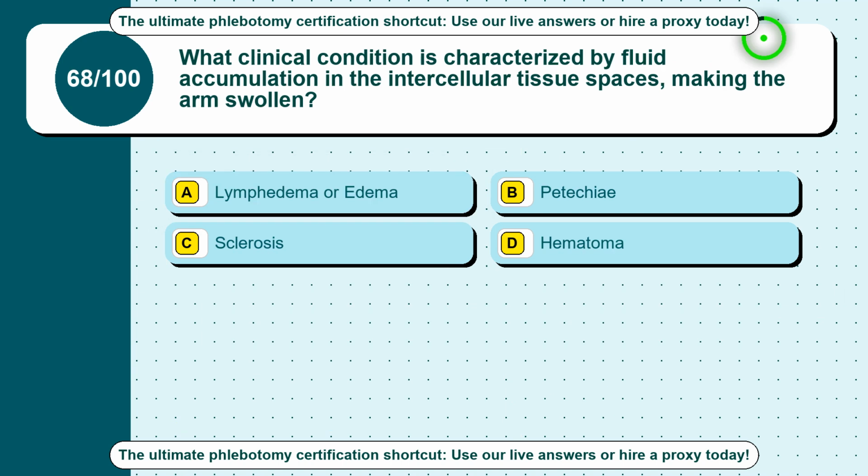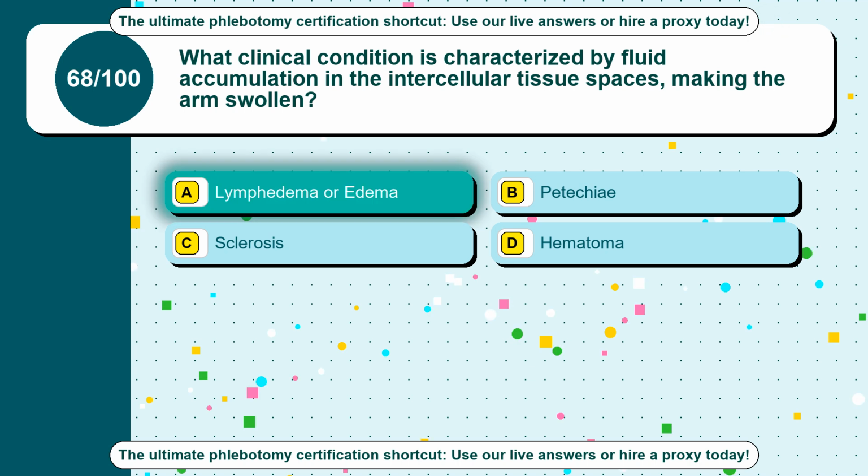Question 68. What clinical condition is characterized by fluid accumulation in the intercellular tissue spaces, making the arm swollen? Option A, lymphedema or edema. Option B, petechiae. Option C, sclerosis. Option D, hematoma. The correct answer is option A, lymphedema or edema.